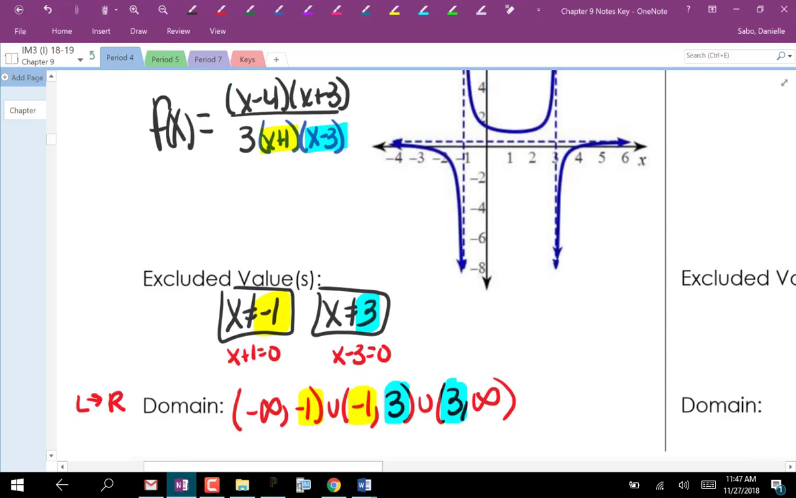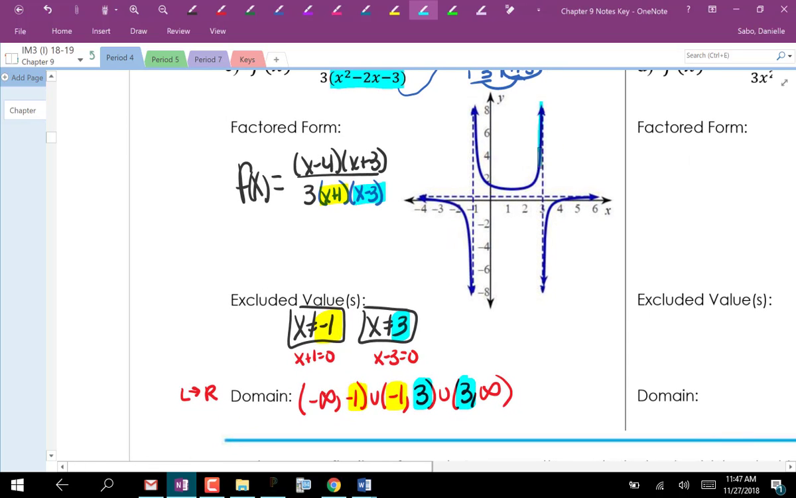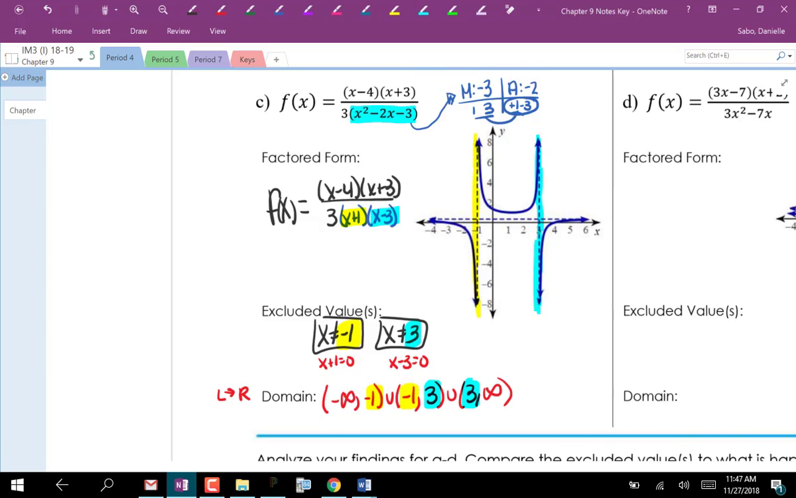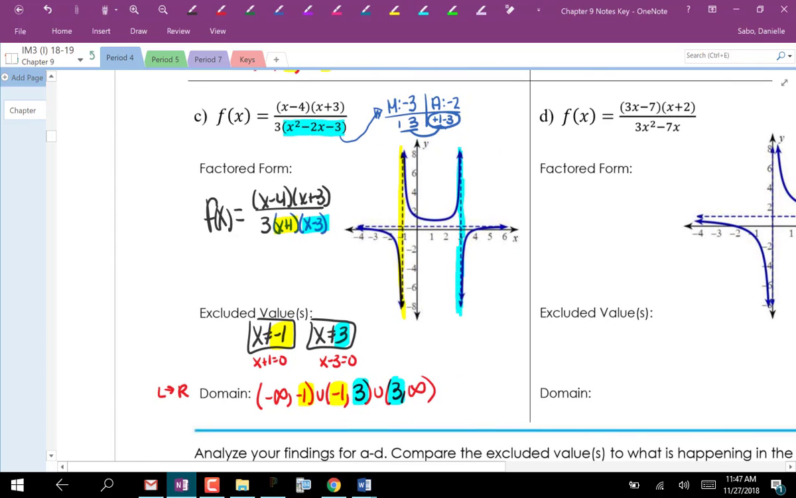And if you look on the graph, I'm going to highlight one more time. This piece right here in blue is the 3. This piece right here is the -1. You can see my graph goes on forever and then stops at -1. Keeps going, stops at 3, then keeps going. Okay, there are these breaks in the graph that are happening here. Do you have any questions on that?